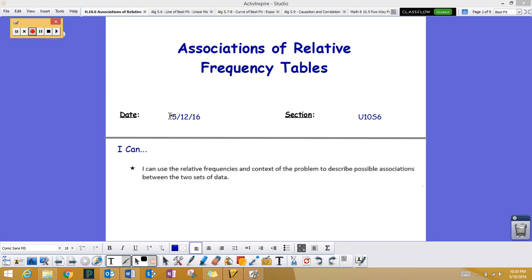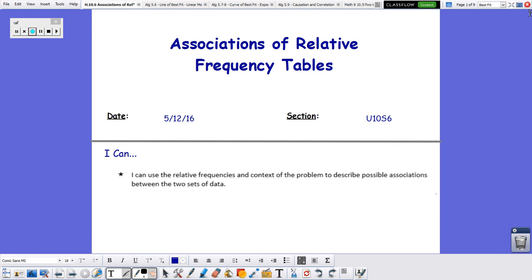Yesterday we learned about relative frequency tables and two-way frequency tables. So today we're going to learn about some associations and ways we can use these relative frequency tables. Okay, so our goal is to be able to use the relative frequencies and the context of the problem to describe possible associations between the two sets of data.